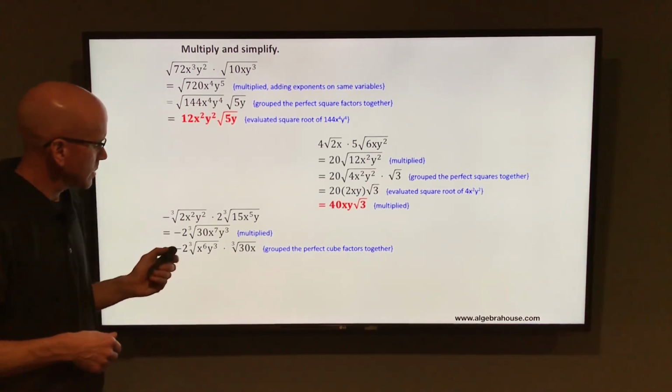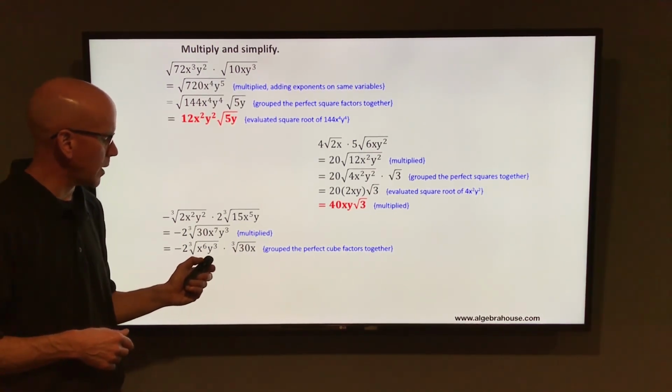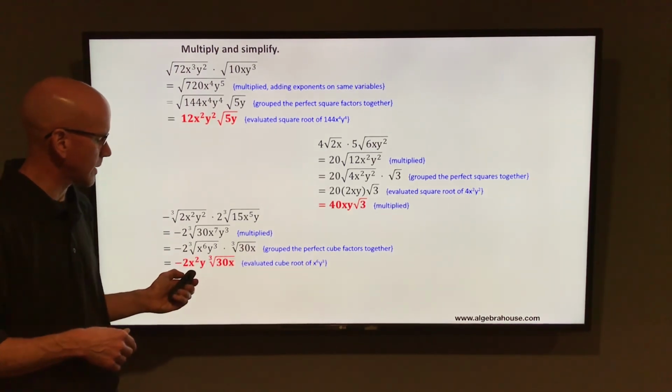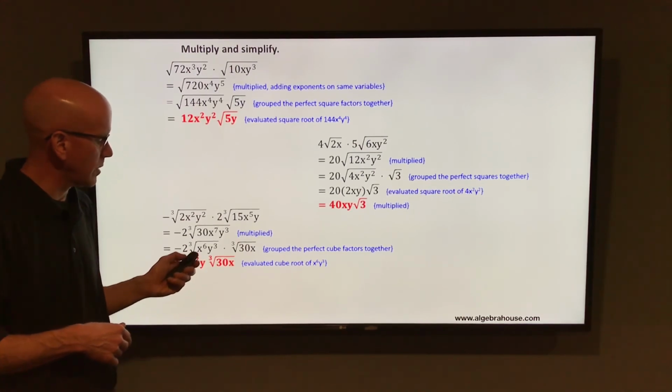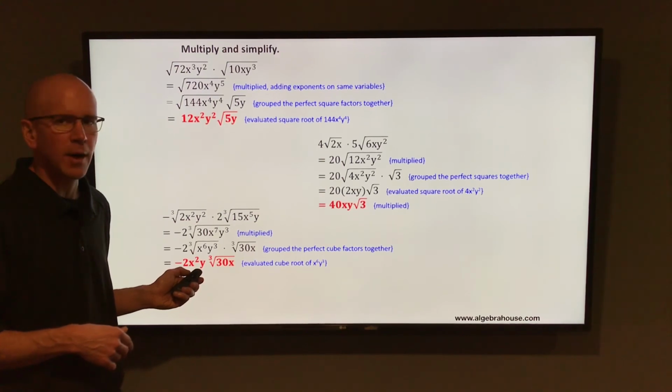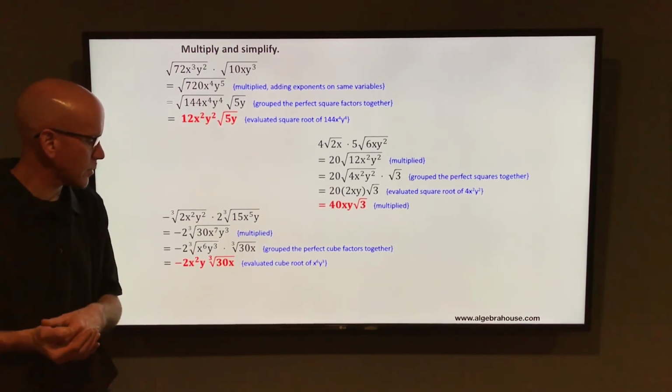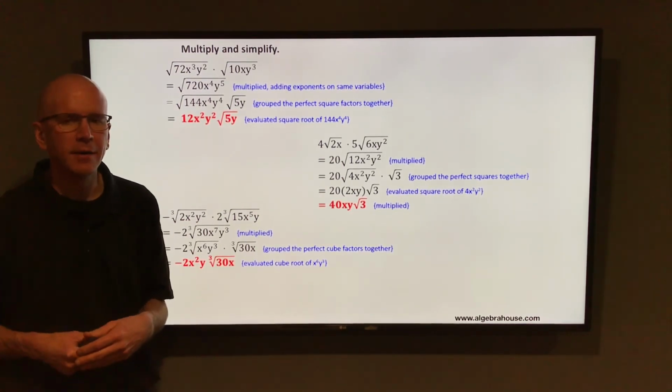So the perfect cubes here would be x to the sixth, y to the third, and what's left over is 30x. So you have negative 2 times the cube root of x to the sixth, y to the third. Well, that'd be negative 2 times x squared y. Because the cube root of x to the sixth is x squared. Divide the exponent by the root. And for the cube root of y to the third, that is y. So this simplifies to be negative 2x squared y times the cube root of 30x.